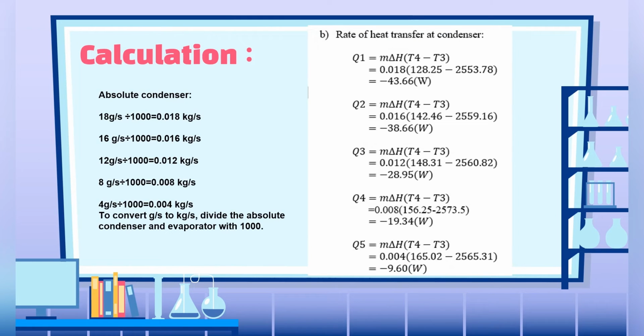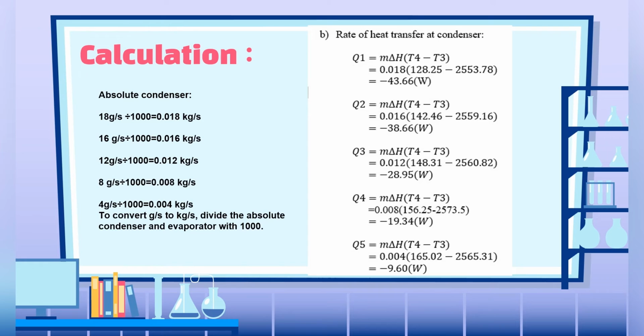This is the calculation for the rate of heat transfer at the condenser. The formula is the same as the previous one: Q equals m delta h, T4 minus T3. We also did interpolation for T4 and T3 using steam table F4. But in this calculation, the absolute condenser pressure is not constant like at the evaporator. So we also convert the unit from grams per second to kilograms per second.